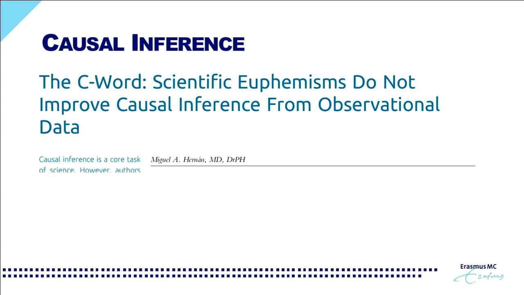Now, another paper that I would highly recommend folks pull and read is one by Miguel Hernan. It's called The C Word, Causal. This paper goes into great lengths describing why we're too afraid to talk about causal inferences.